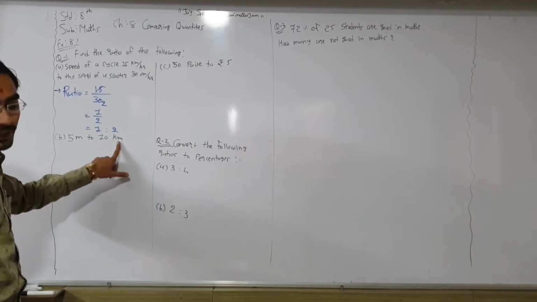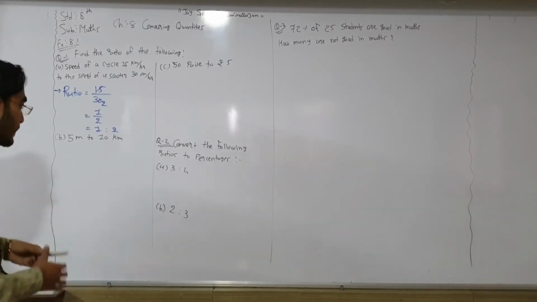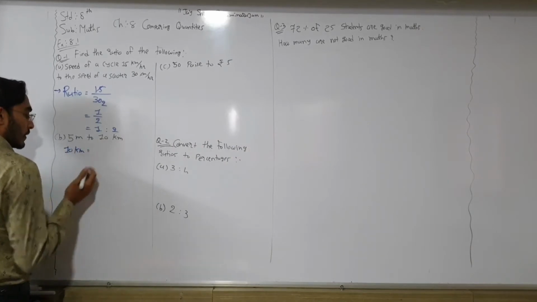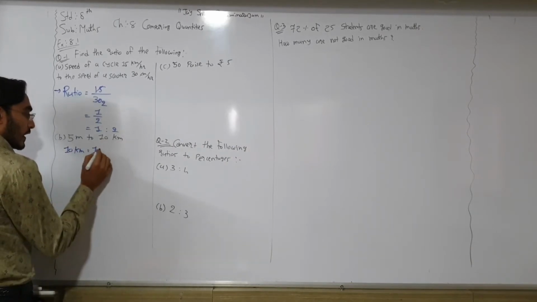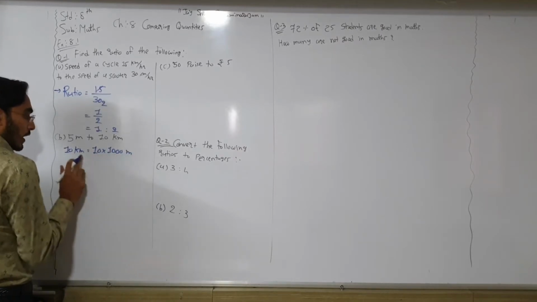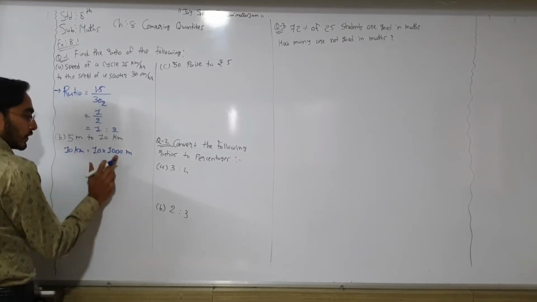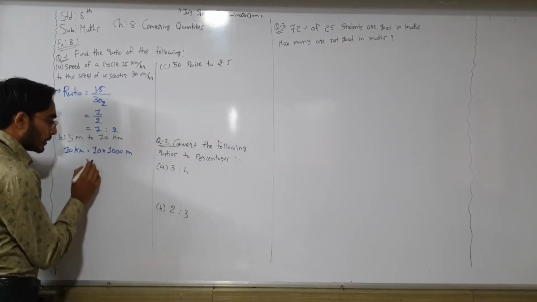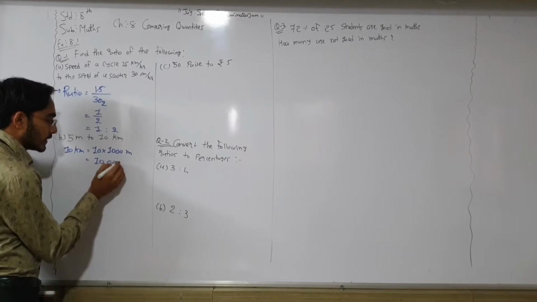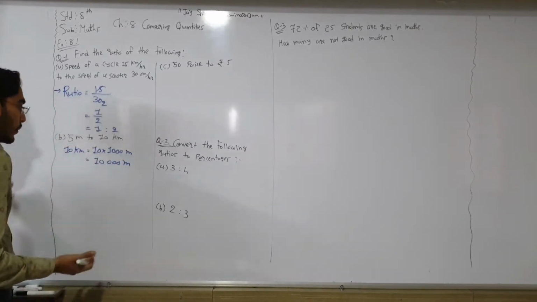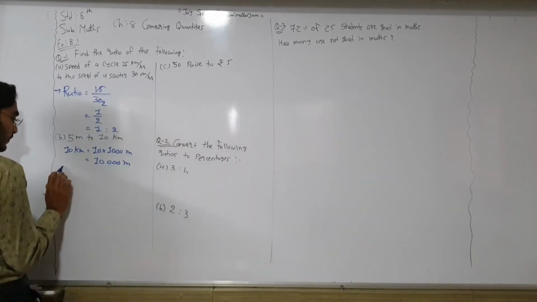So convert 10 kilometer into meter. 10 kilometer is equal to 10, and 1 kilometer means 1000 meter. In place of kilometer, 1 kilometer is equal to 1000 meter. So multiply by 1000, and it becomes 10,000. Now the unit is the same, so we can find the ratio.